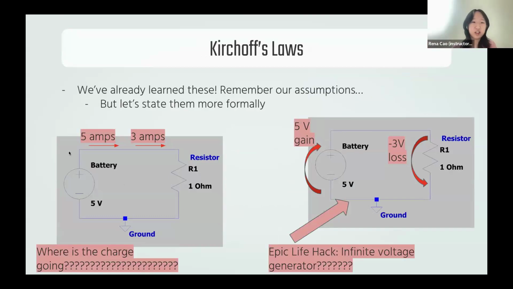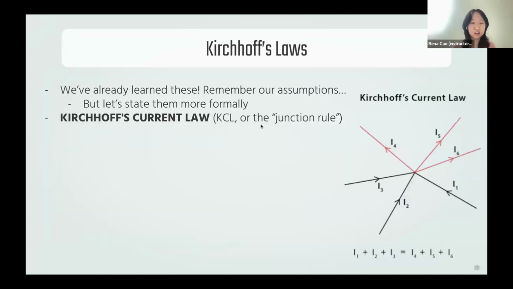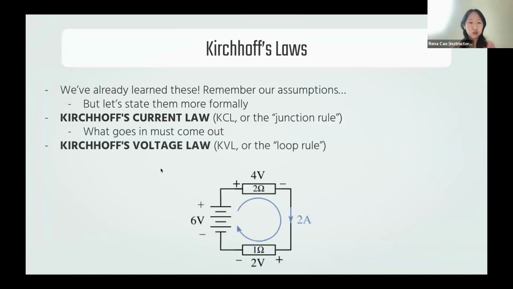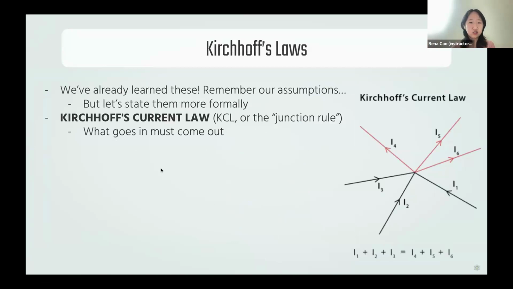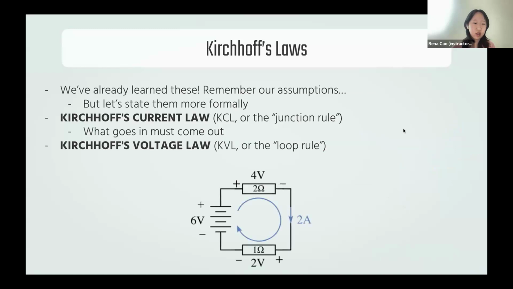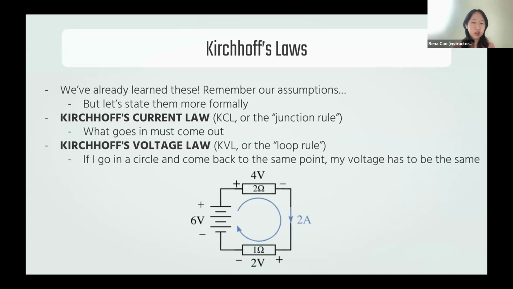Yeah. So we've already learned these laws, right? We've already talked about it. But remember our assumptions, we should state them more formally. So instead of having these incorrect things, we can talk about them as Kirchhoff's current law and Kirchhoff's voltage law. So Kirchhoff's current law, or the junction rule, is essentially just what comes in must go out, right? We need to have an equal amount of current going in and going out for the circuit to work. And then Kirchhoff's voltage law, or the loop rule: if I go in a circle and come back to the same point, my voltage has to be the same, because it doesn't make sense if it's different. That would mean there's infinite voltage.